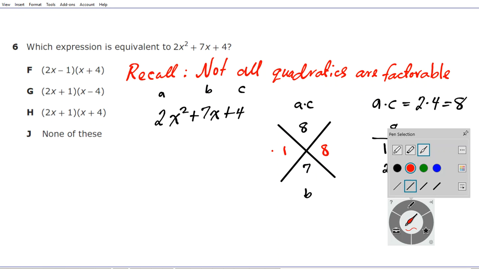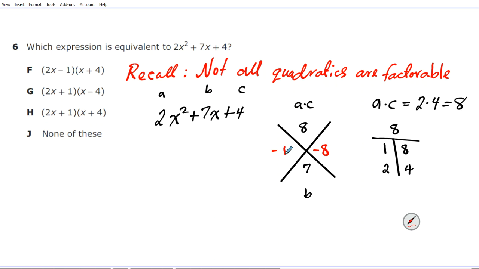How about if we make both of them negatives? Their product is still 8, but their sum is negative 1 minus 8, which is negative 9. So that combination doesn't work. There's no need to even look at 2 and 4, because in this case you have a sum of 6 and a difference of 2.